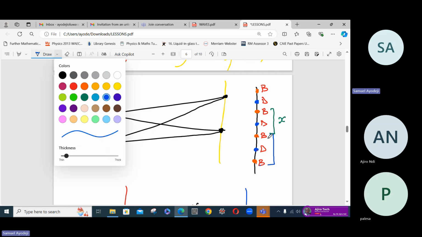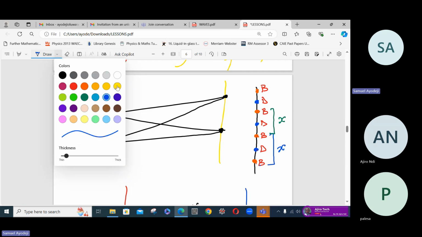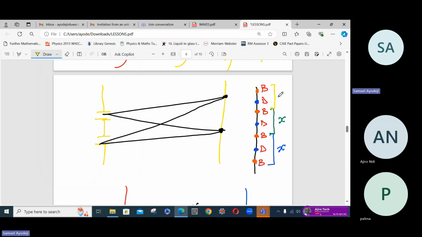So that is what X represents. From one bright to another bright, that's another X. So that's bright to bright or dark to dark; you can work in terms of either. Why am I using bright to bright? Because it starts from bright and ends at bright, so I'm considering the highest point. I'm not using dark here because that is in between.